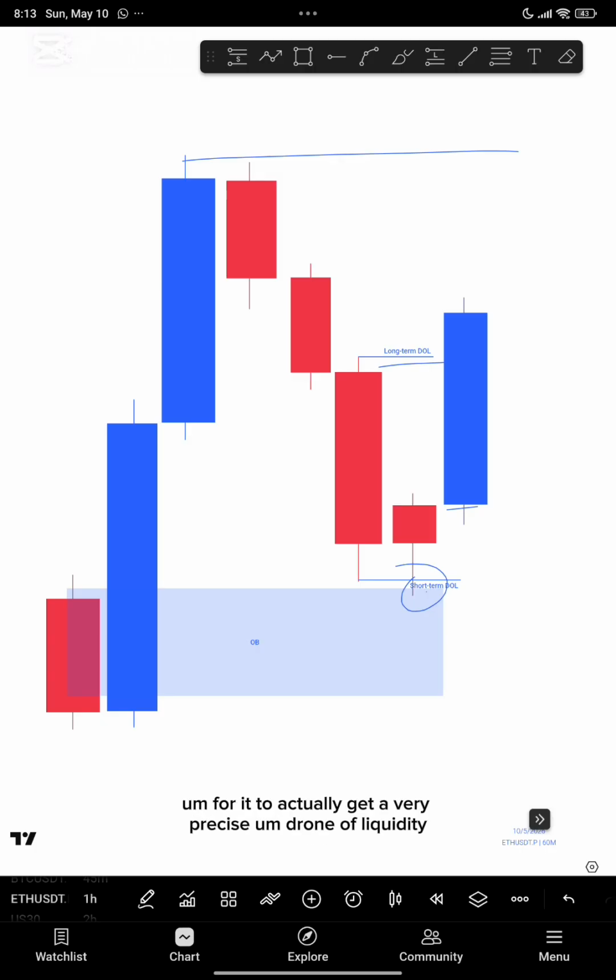And again, for it to get a very precise draw on liquidity, it should be on the daily and on the weekly highs and weekly lows. There are liquidity levels that can be used as draw on liquidity. One of the easiest ways to determine draw on liquidity is literally at your daily highs and your weekly highs and lows. It's actually the easiest way to spot your draw on liquidity.